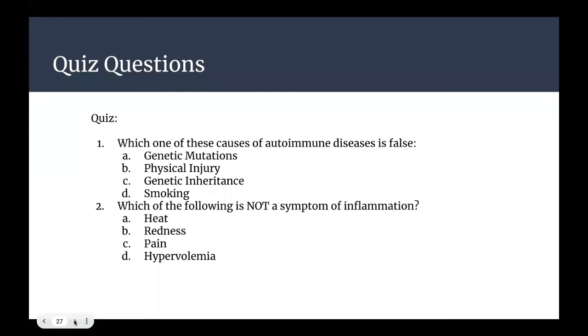And that is it for our presentation. So these are our two quiz questions. The first one is, which one of these causes autoimmune diseases? Which one is false? And the second one is, which of the following is not a symptom of inflammation?